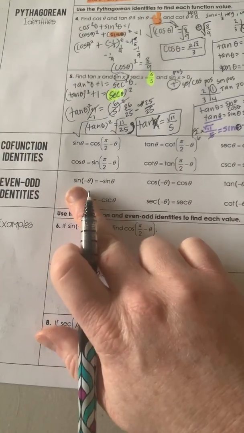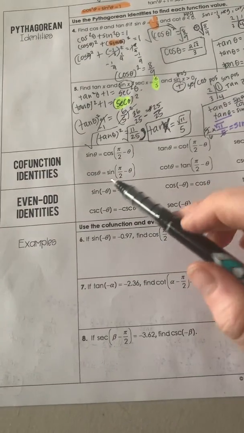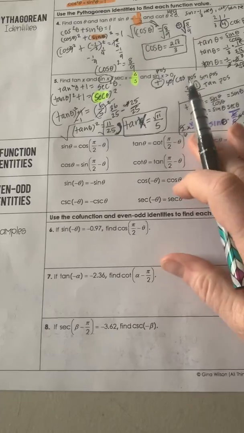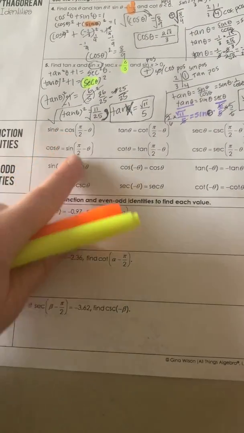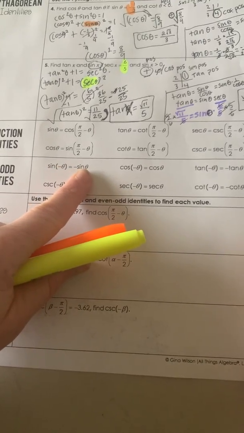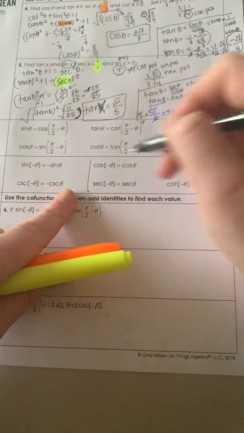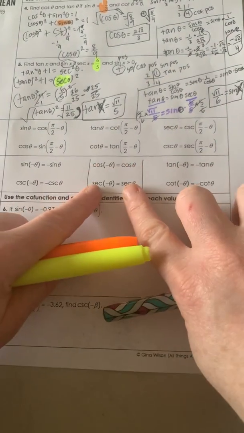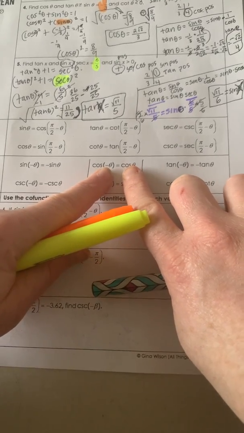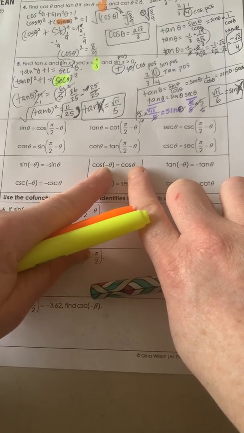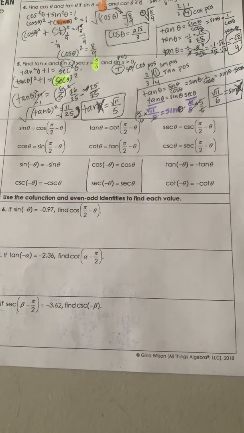Also are even-odd identities. We kind of talked about this a little bit with your unit circle, trying to figure out what ends up being equivalent. So basically sine of negative theta is negative sine theta. Same with tangent, but for cosine and secant, they're actually the same. So if I took the cosine of negative 30, it'd be the same as the cosine of 30, for example, because cosine's actually positive in that quadrant 4.